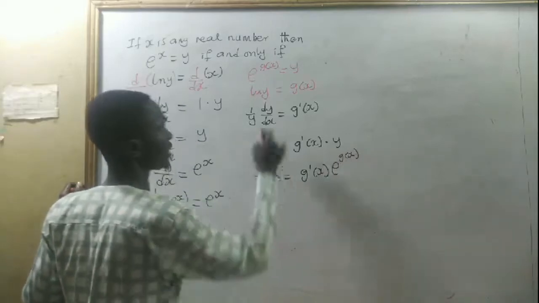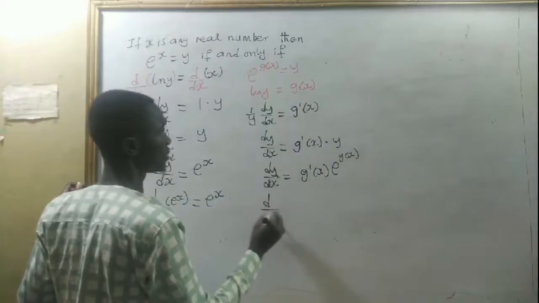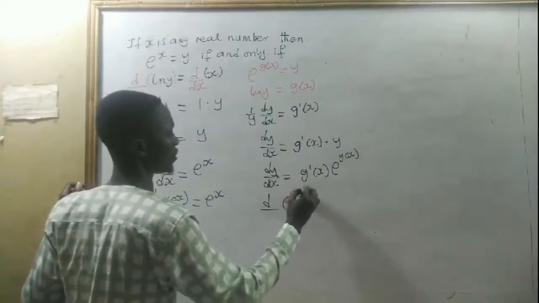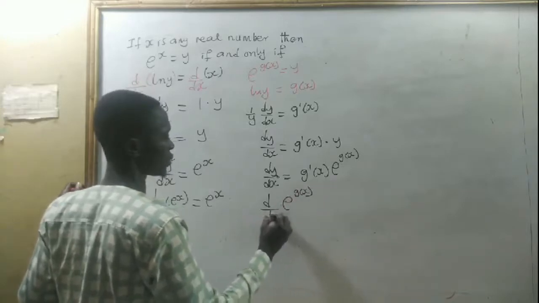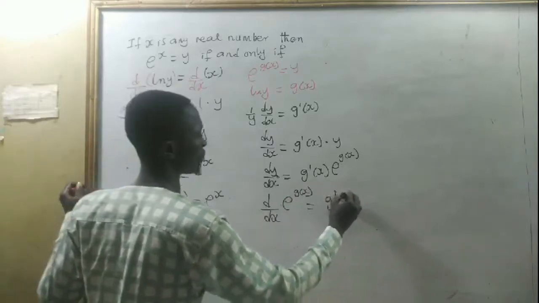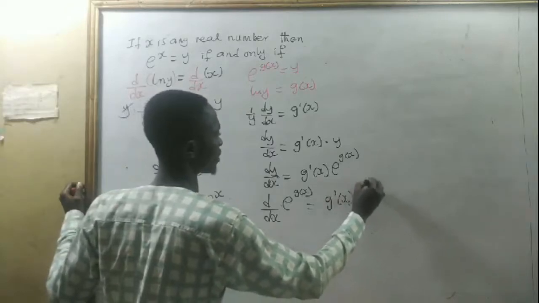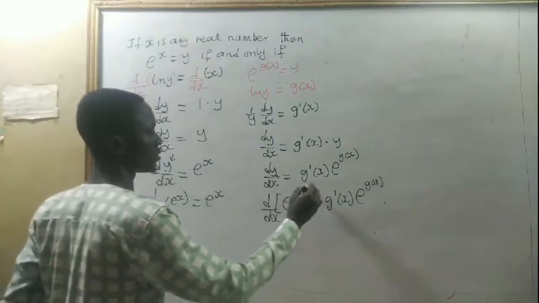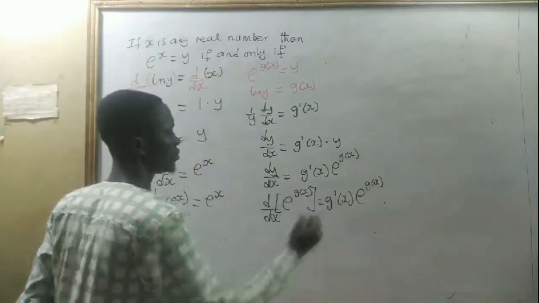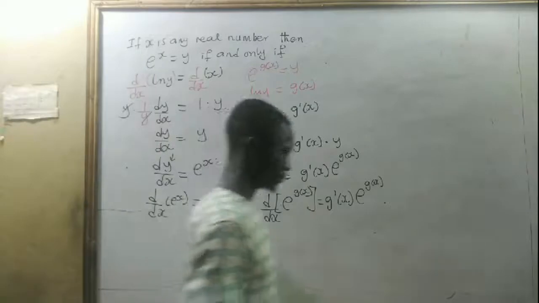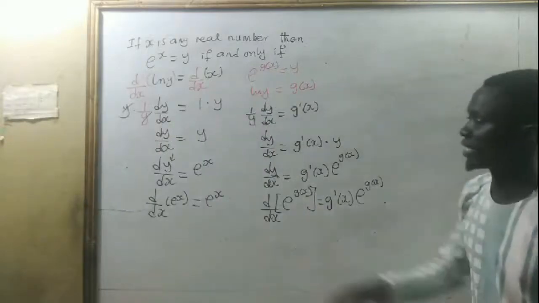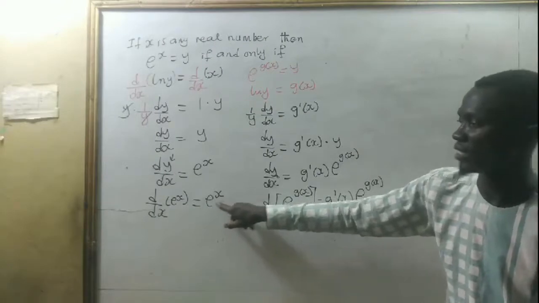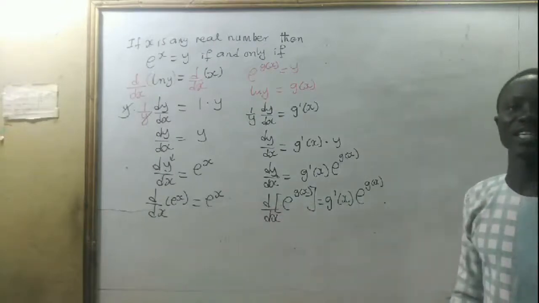And what is the y here? That is e to the power g of x. So d/dx of e to the power g of x is equal to g prime of x times e to the power g of x. Very simple as that. So in simple terms, whenever you are differentiating the natural exponential function, you take the power, you differentiate it, and you multiply it by the original function.